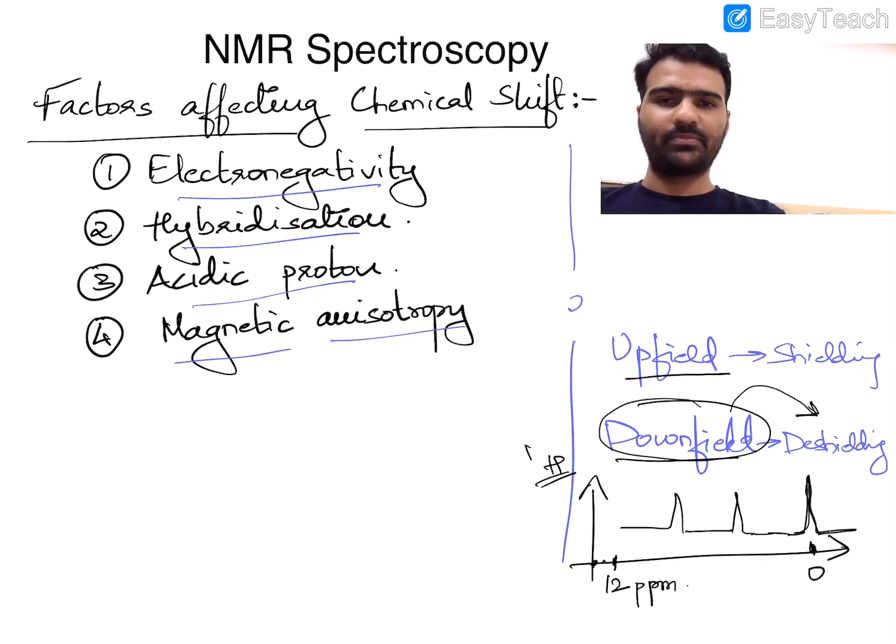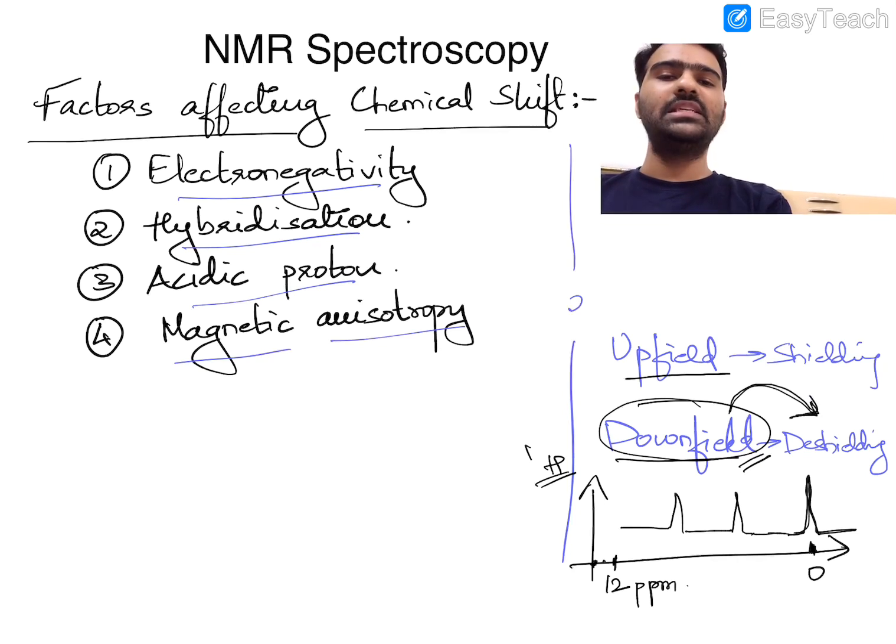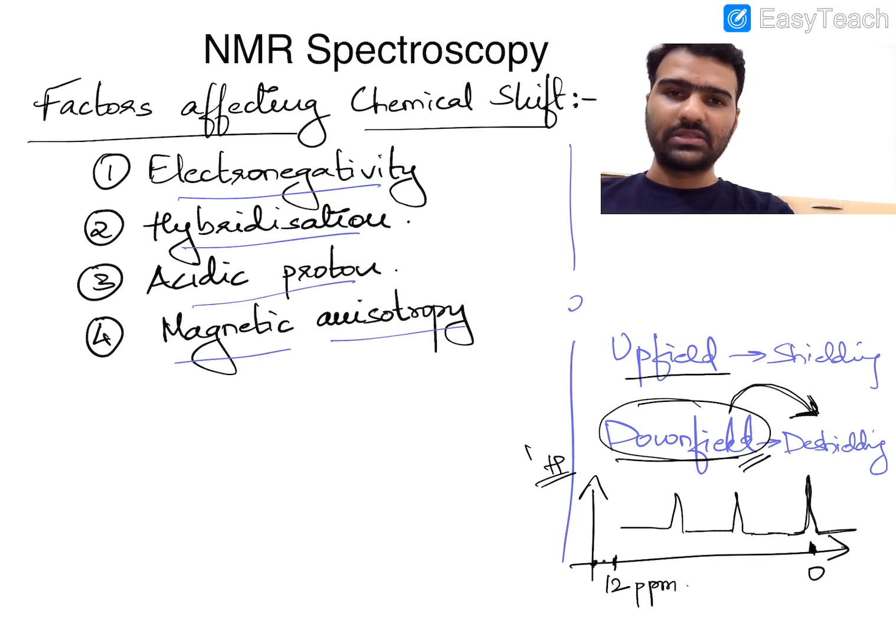Okay, so what we've established here is any peak that resonates or any peak that appears further away from TMS, the value of 0 ppm as is assigned to TMS by definition, is called a downfield peak, and the downfield peak results when the nuclei itself is deshielded. That means the electron density around that nucleus is lesser, due to which it's experiencing a larger effective magnetic field. That's what it roughly translates into.